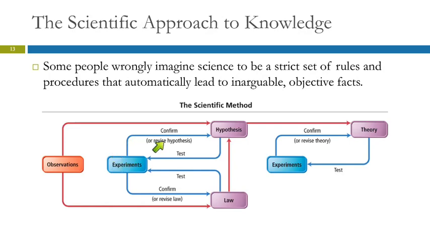The experiment may confirm or cause a revision in the hypothesis, or it may cause you to just throw it out and start over again. And so you can go around and around in here modifying your hypothesis for a very long time, a lifetime, actually. Observations also lead to laws, but those need to be tested and confirmed again by experiment. Hypotheses can lead to theories, and then theories also go around and around here and get tested.